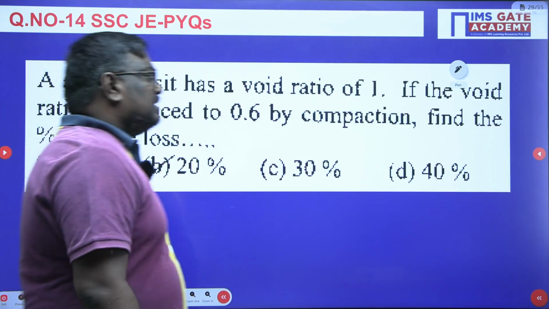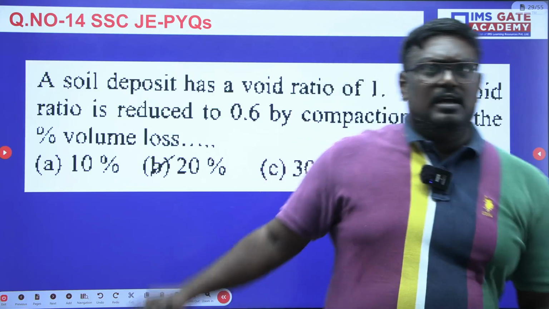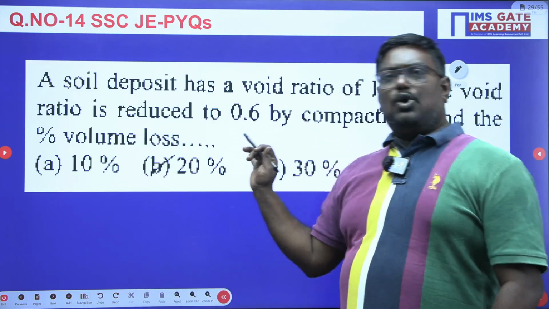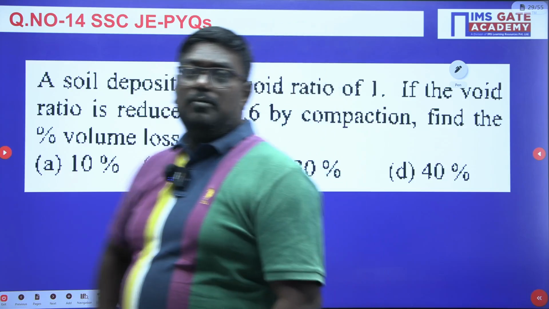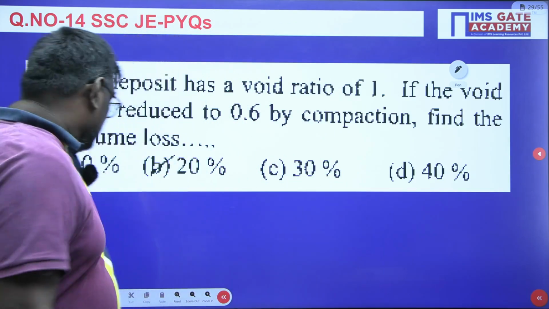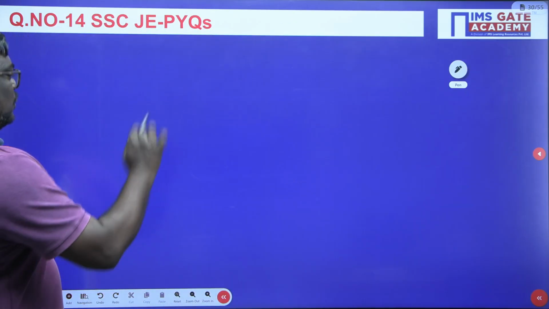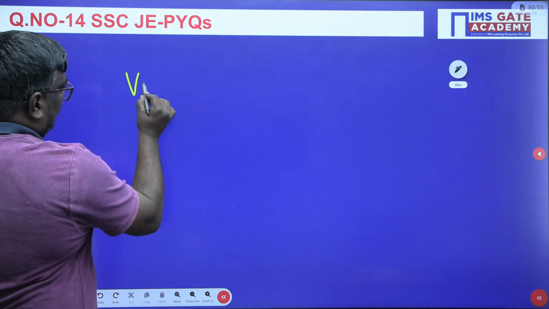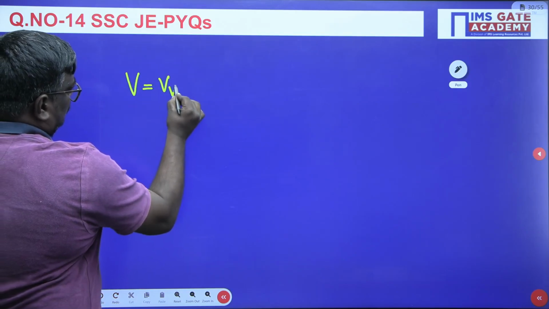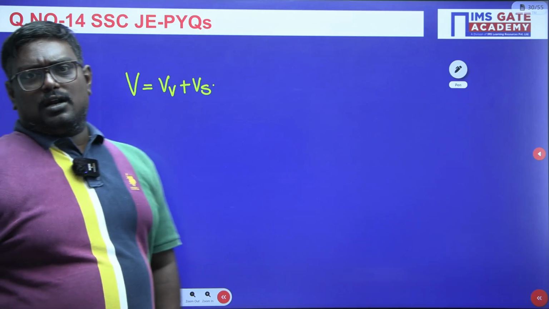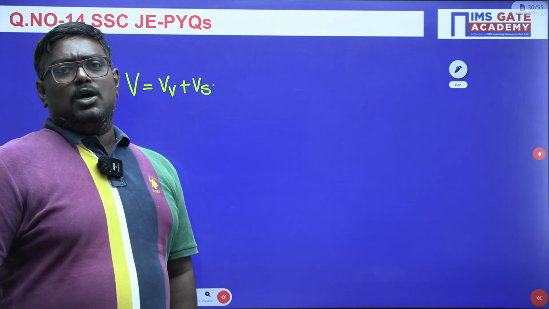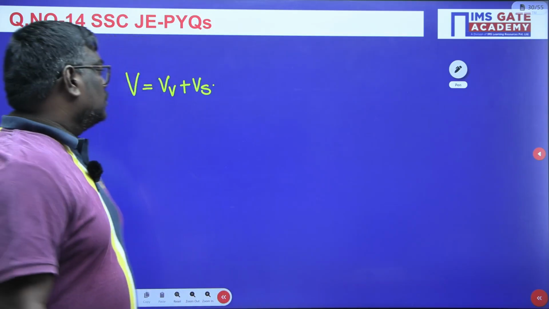Now see students, a soil has a void ratio of 1. If the void ratio is reduced to 0.6 by compaction, find the percentage of volume loss. Sir, this is one of the beautiful questions. Now see, total volume is taken as what, sir? Volume of voids plus volume of solids. Am I correct or wrong? Total volume can be written as volume of voids plus volume of solids.